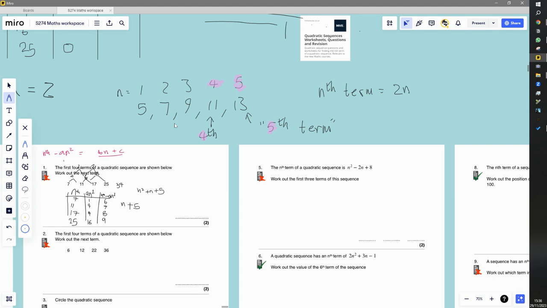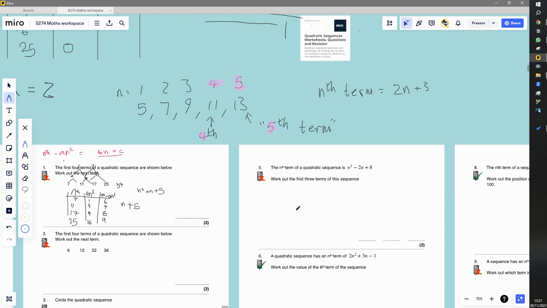2n. Now, if the nth term was simply 2n, then the first term would be 2 times 1, because the first term is when n equals 1. So the first term would be 2, but it's not, it's 5. And so what's happened is we've added 3 to it. So just to be clear, the second term is going to be 4 plus 3, which is 7, and so on. So this is the equation for that sequence.